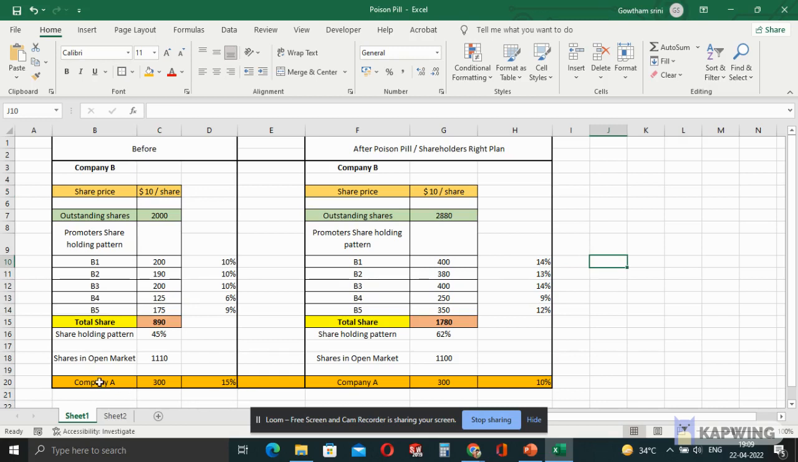So that's all. When a company tries a hostile takeover of one particular company, the existing shareholders are entitled to the shareholders rights plan, thereby increasing their stake while reducing the stake of the hostile company and making it a minor shareholder. So that's how the poison pill strategy works.